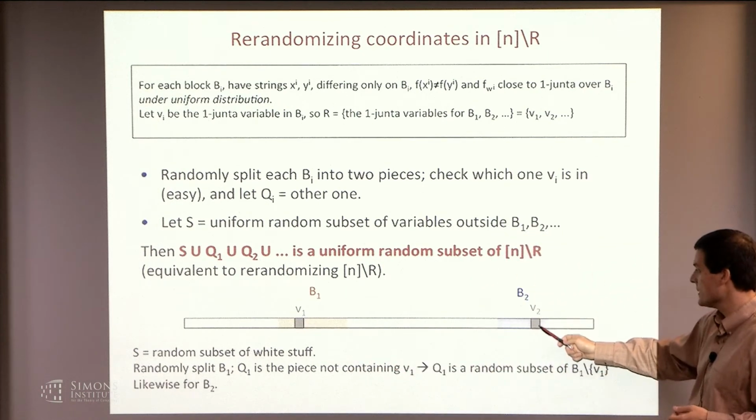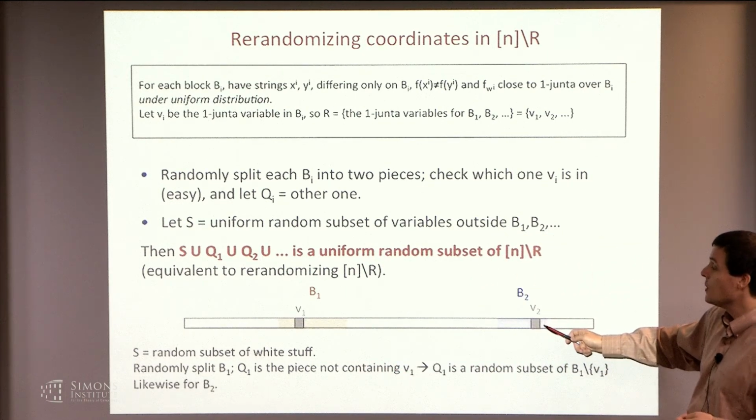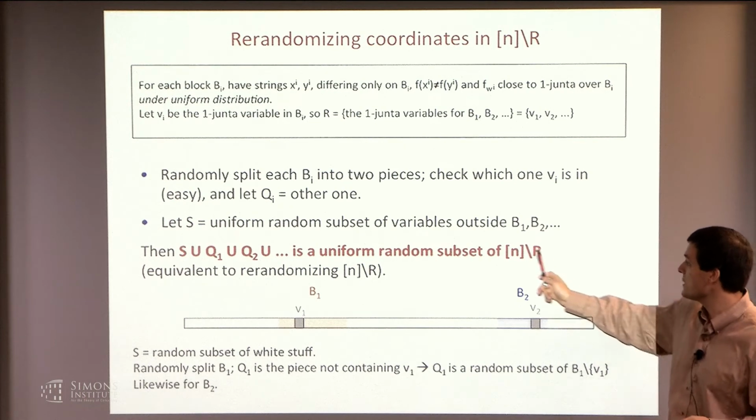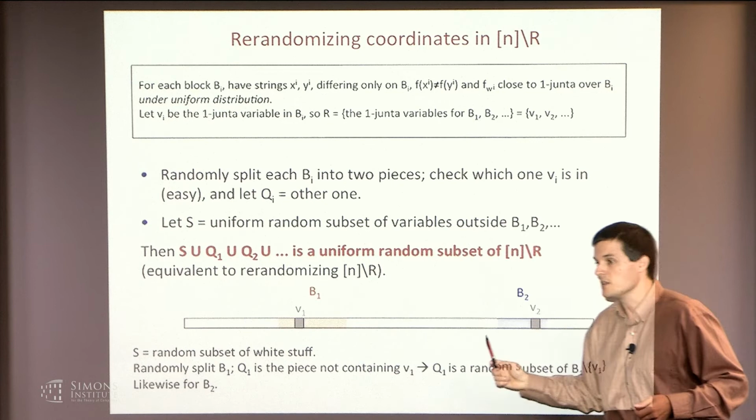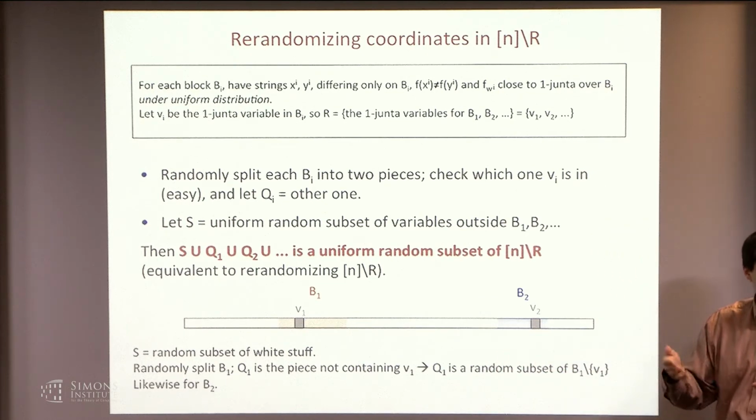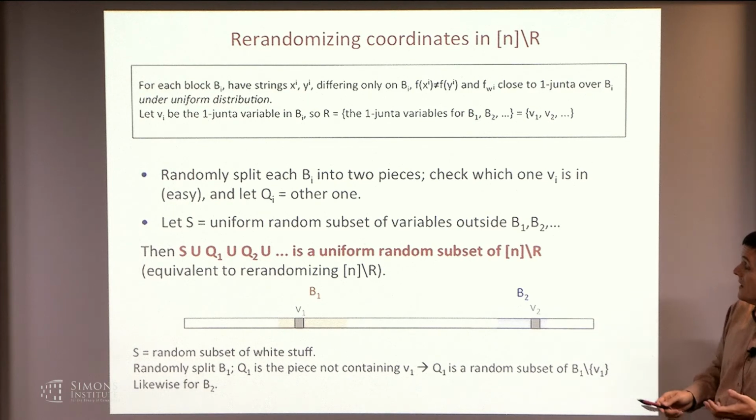I don't know what this v2 is, this one junta variable in this block, but I can still come up with a uniform random subset of the complement of the set v1 and v2. A uniform random subset of the complement is the same thing as being able to re-randomize the variables outside that set. So how do I do it?